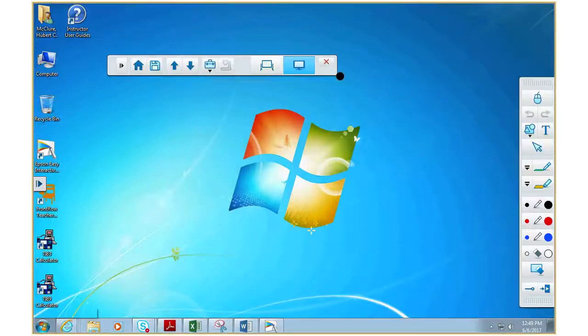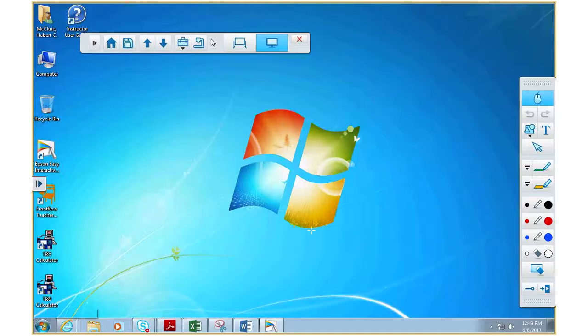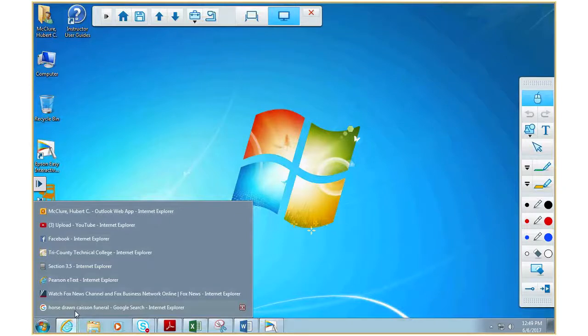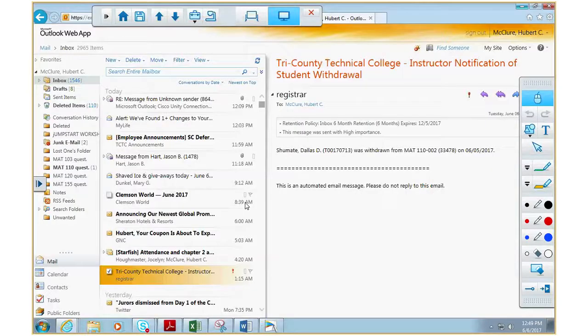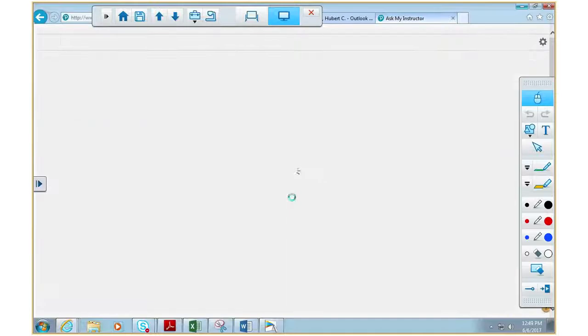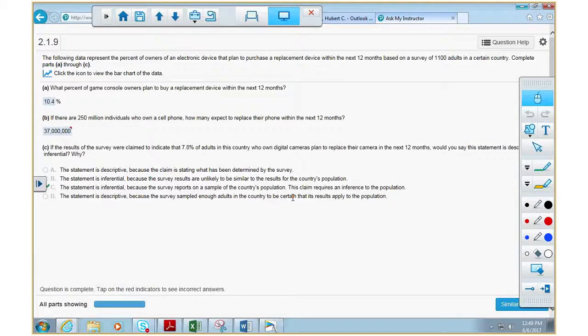The first homework question that we have, I think, comes from chapter 2. I looked at them this morning. 2.1, number 9 in the book, number 4 online. The following data represent the percent of owners of electronic devices that plan to purchase a replacement device within the next 12 months, based on surveys of 1,100 adults in certain countries. Complete parts, here's the chart.